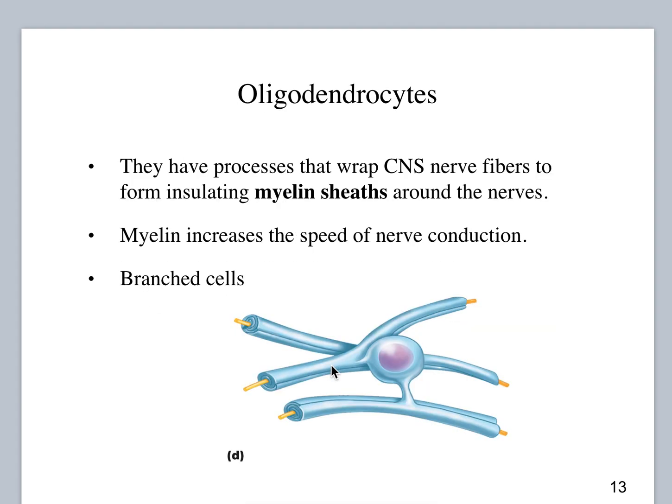And the last central nervous system glial cell is oligodendrocyte. This wraps the central nervous system nerve fibers with myelin sheaths. Myelin is a substance that's produced by the oligodendrocytes that increases the speed of nerve conduction.